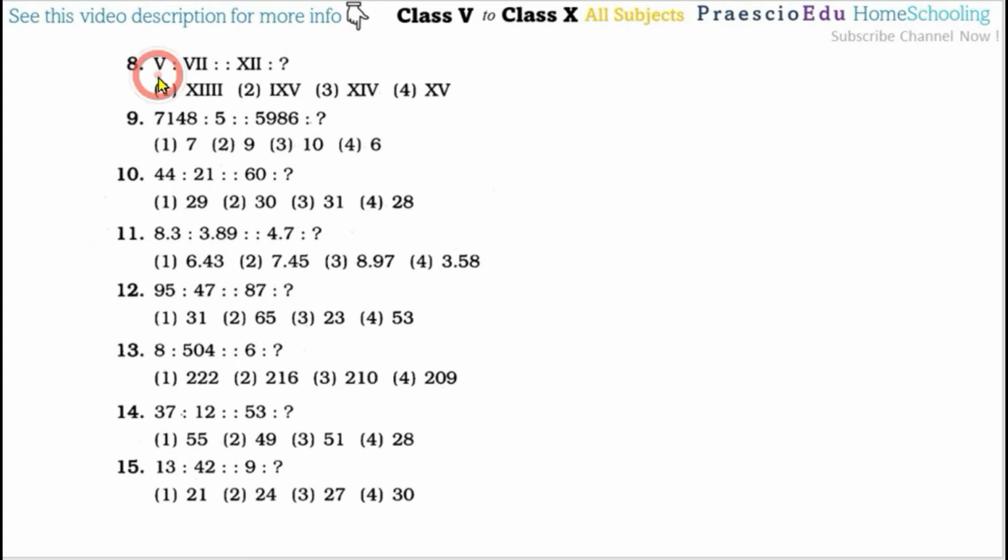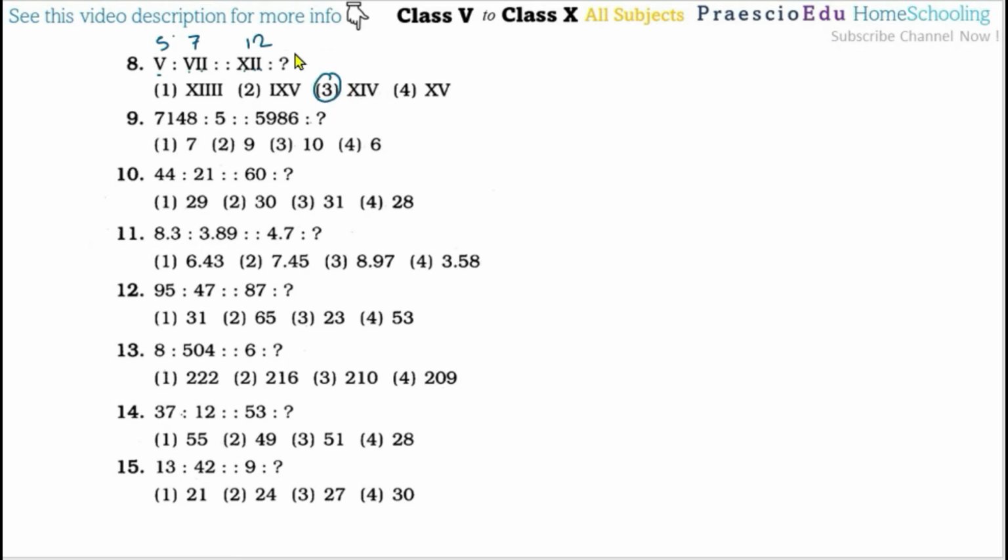Now we are going to see the question number 8. So Roman number V, then VI means this is a 7 and this is a 5. After this one, Roman number X means 10 plus 1 plus 1 means this is a 12. 5 plus 2 is a 7. So like this 12 plus 2 is a 14, and 14 is given in option number 3. So option number 3 is a correct one.